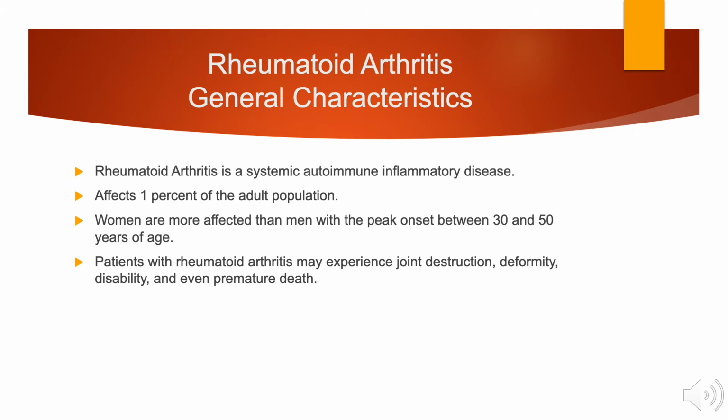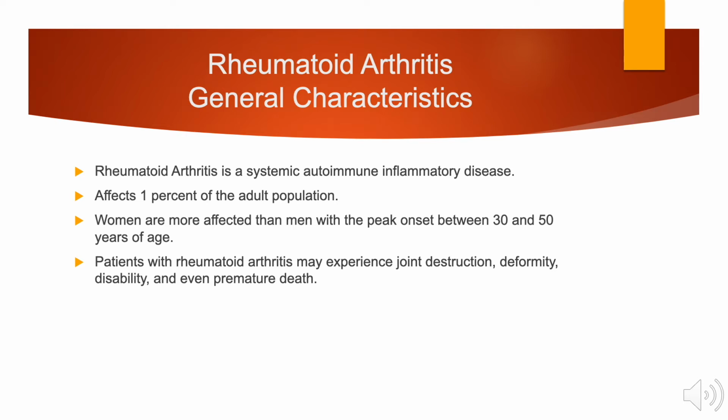Now, moving on to rheumatoid arthritis. Rheumatoid arthritis is a systemic autoimmune inflammatory disease. It is characterized by symmetrical synovitis, joint erosions, and extra-articular manifestations. It affects 1% of the adult population. Women are more affected than men, with the peak onset usually occurring between 30 and 50 years of age.